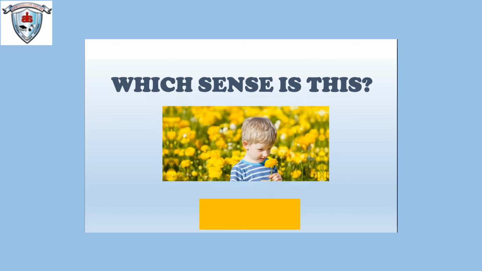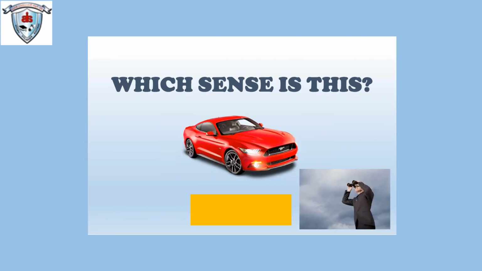Which sense is he using? Look at this boy, he is using one sense. Yes, you're right, he is using sense of smell. Which sense is he using now? Look at his hands, he has binoculars. So which sense does he need to use if he is using binoculars? Yes, he is using his sense of sight.